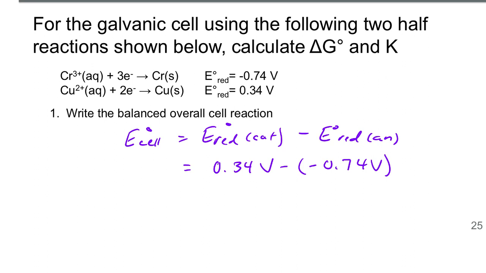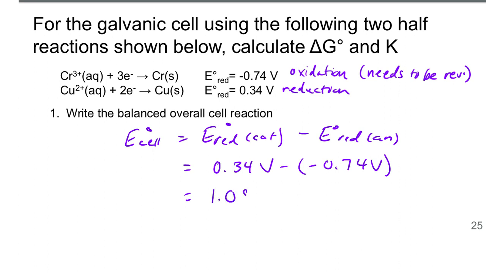reduction occurs at the cathode. So this has to be the reduction reaction. Reduction is gain of electrons, so that is the reduction half reaction. That's as written. Oxidation occurs at the anode. The oxidation half reaction has to be the chromium half reaction. So this one is going to be reversed. But overall, our cell potential, we're going to need this in a little bit here, is 1.08 volts. So just summing those values.